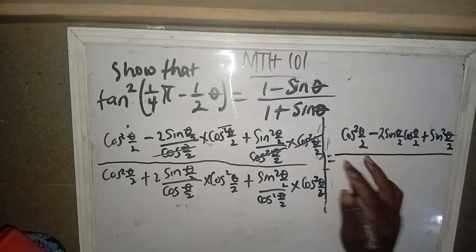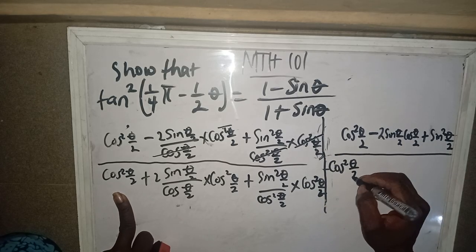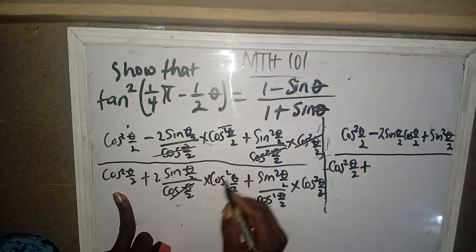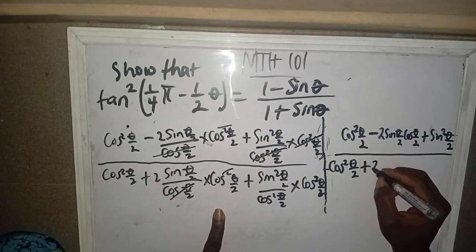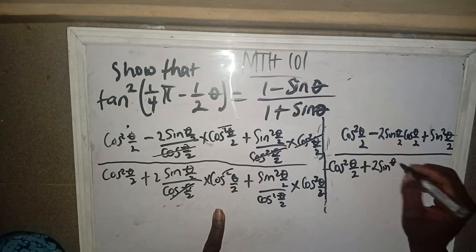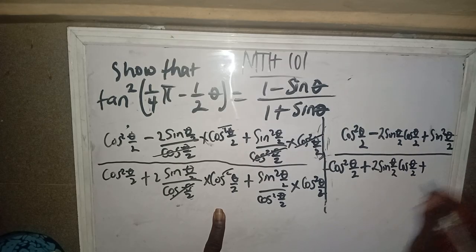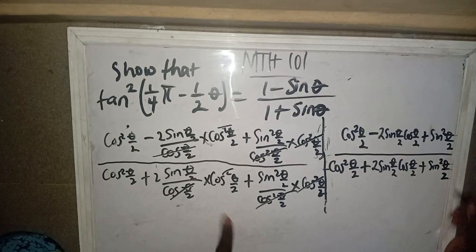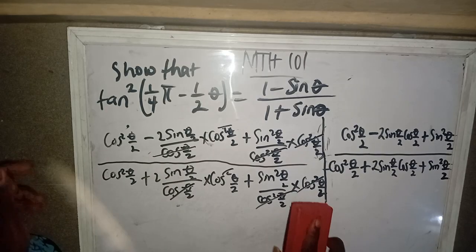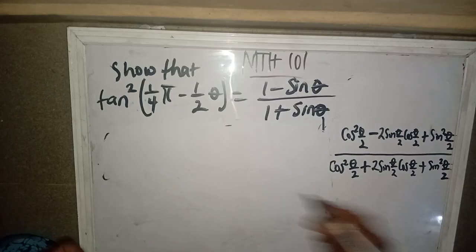Everything over, same thing happens here, cos square theta over 2 plus, this one will cancel one of this, so we have 2 sin theta over 2 cos theta over 2 plus, this cancel this, plus what? Sin square theta over 2. So this is where we've obtained.